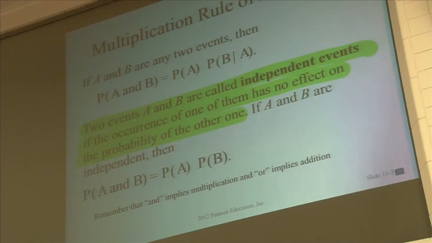If 2 events are independent, then the probability of both things happening is just the probability of the first times the probability of the second, instead of that weirdness that we saw on the previous slide. We like independent events. Calculating the probability is a lot easier.